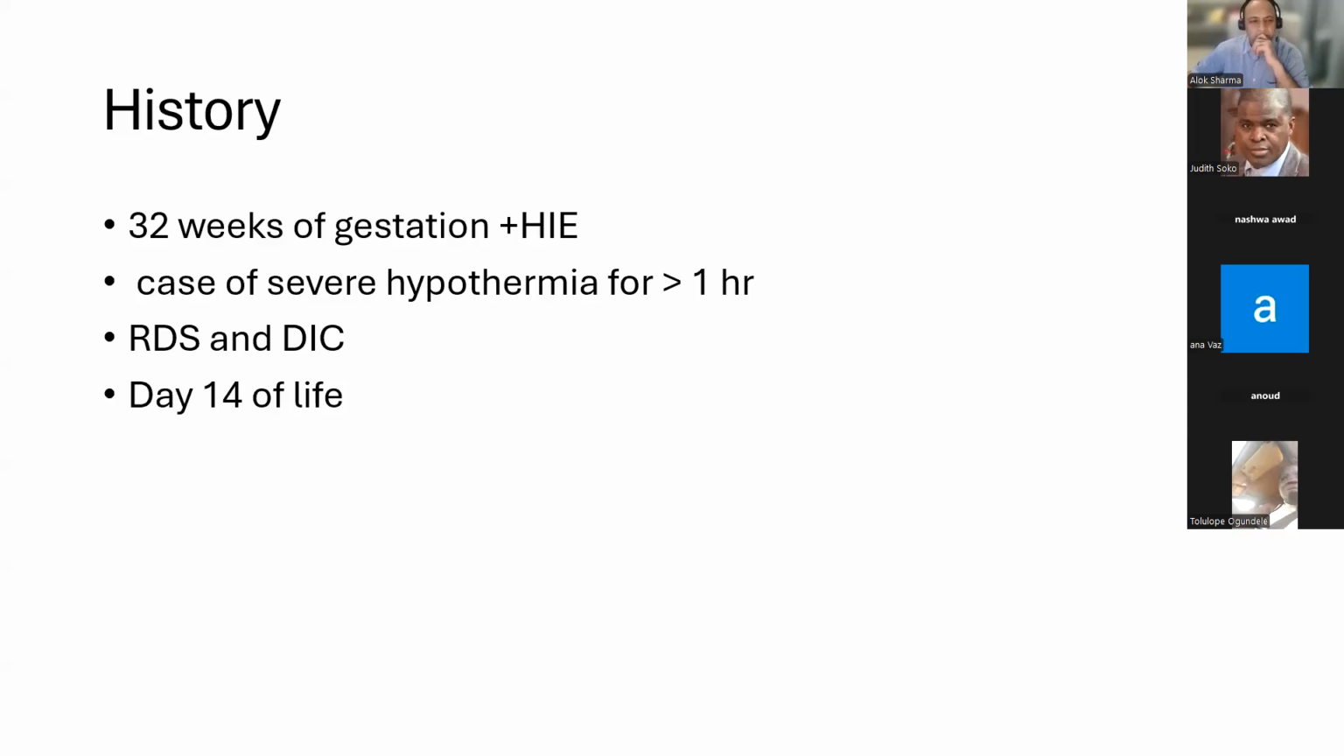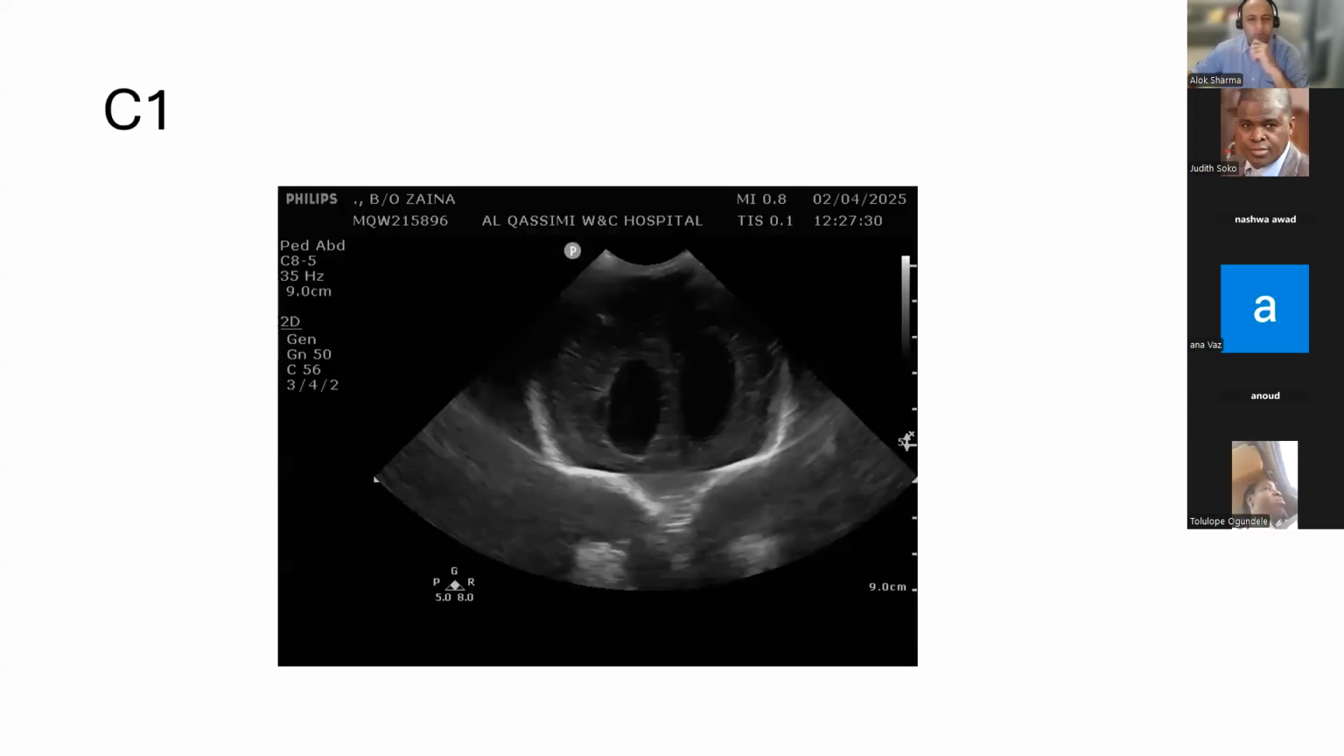Yeah, this scan was done almost on day 14 of life. Okay, so I'll find the coronal view. This is like C1, where is the orbital ridge, and there is dilated ventricle actually showing from here. Correct.